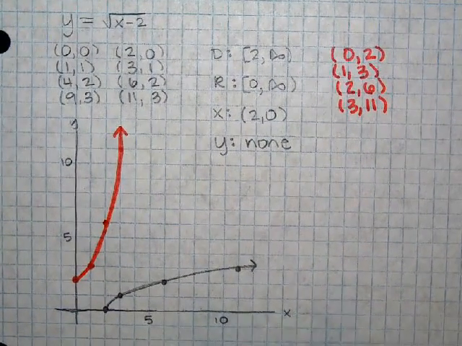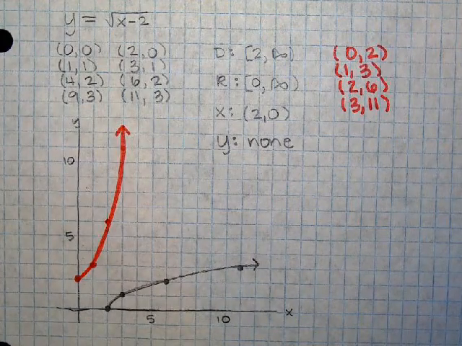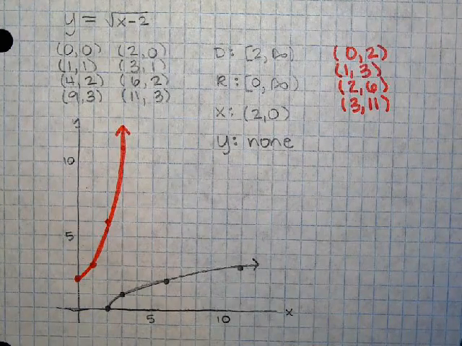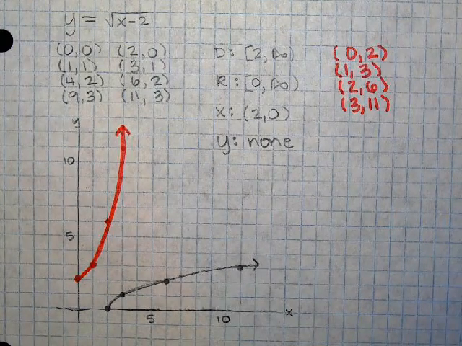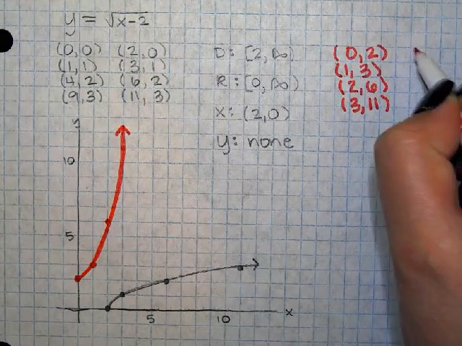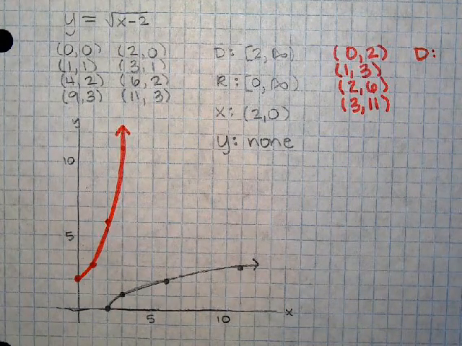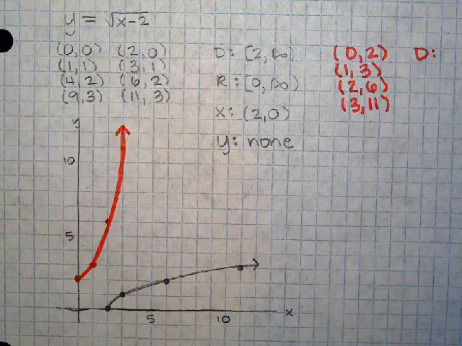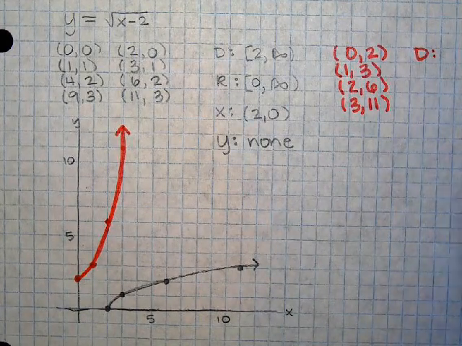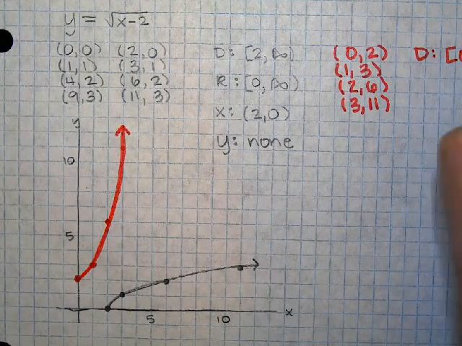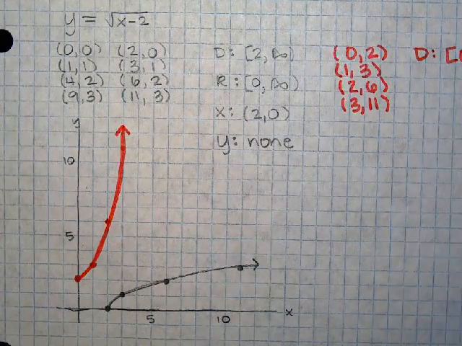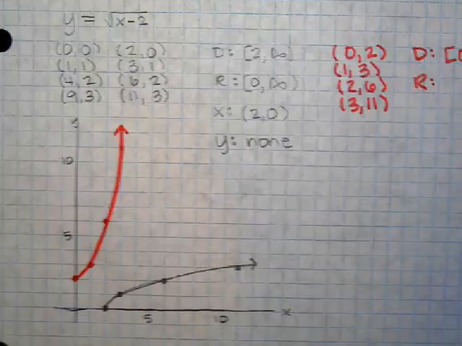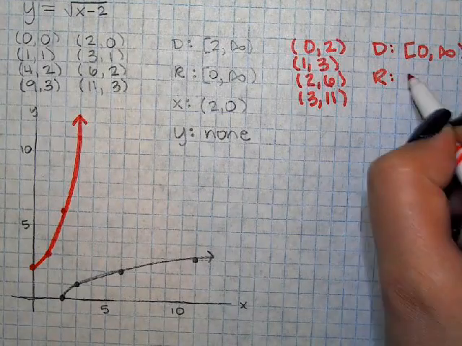And then I want to find the same information for my inverse graph. So what is the domain for my inverse graph? What are the x values that you can see? 0 to infinity. Okay. What is the range for my inverse graph? 2 to infinity.